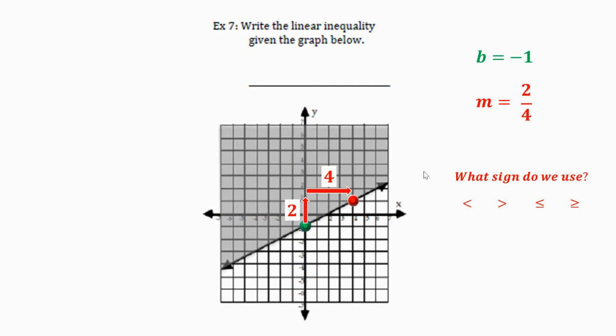Now looking at our shading and our line, which symbol would we use? It's a solid line, so I would use one of these symbols, and it's shaded above, so I would use the greater than symbol. So it's going to be greater than or equal to. So now my inequality is y is greater than or equal to 2/4 x minus 1. Now you would also want to reduce this 2/4 to 1/2.